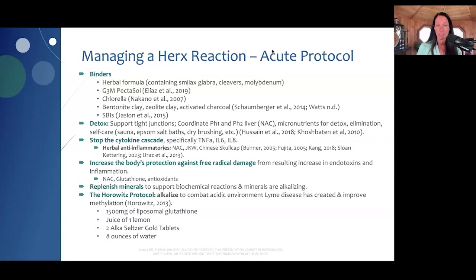Now, Dr. Horowitz has a protocol to alkalize and combat the acidic environment that Lyme creates and improve methylation. So, this includes using 1,500 milligrams of liposomal glutathione, the juice of one lemon, two Alka Seltzer Gold tablets, and 8 ounces of water.